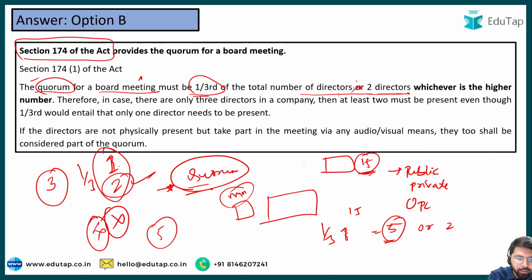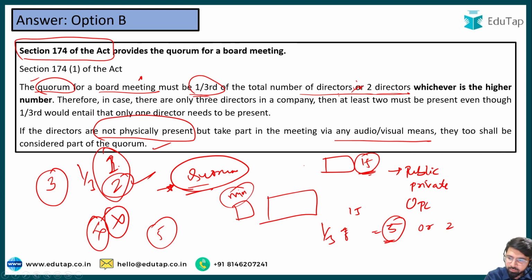Since 2 is the higher number, there must be a minimum of 2 directors present in order for the board meeting to happen. So even if the directors are not physically present but take part in the meeting via any audio visual means, they too shall be considered as a part of quorum.